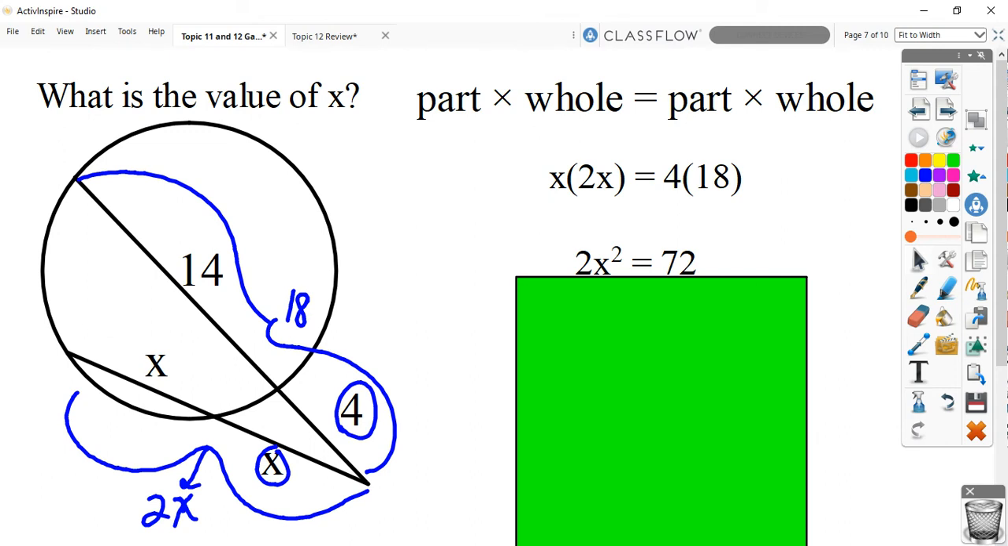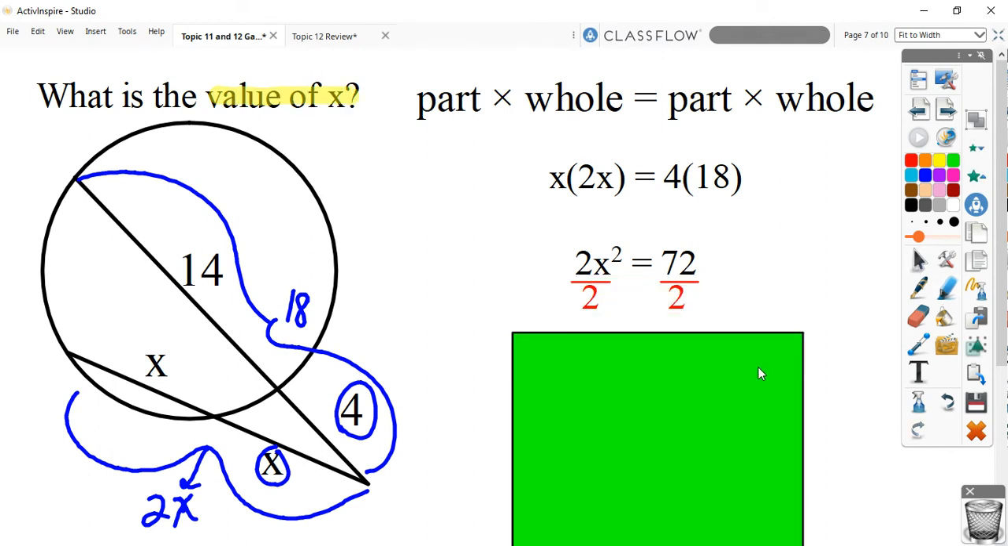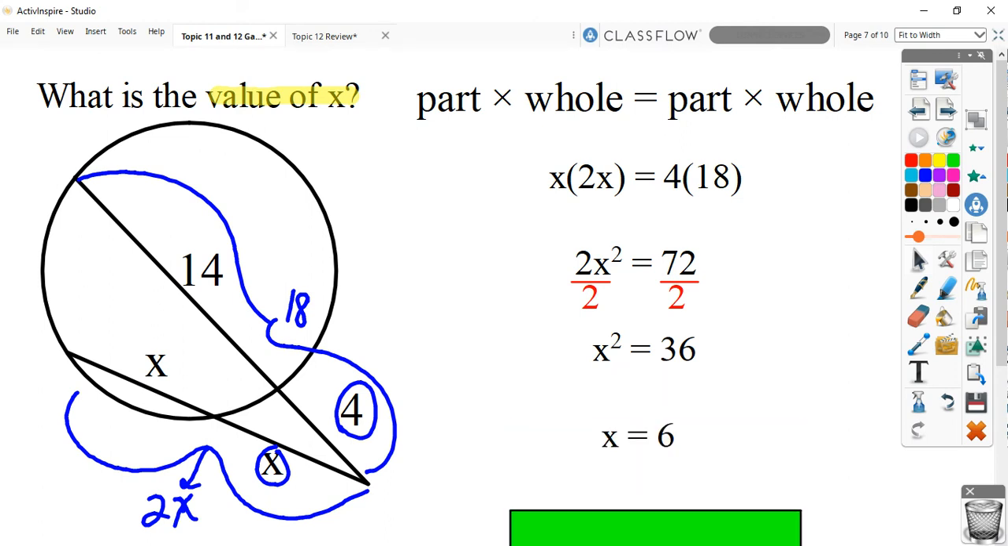We want to eventually get x by itself. That's what this question is asking for. It wants us to find the value of x. Okay, so we need x by itself in this equation. We divide by 2. X squared equals 36. Oh my goodness, suddenly it is very easy to solve this thing, isn't it? X squared equals 36. Well, that means x is just 6.